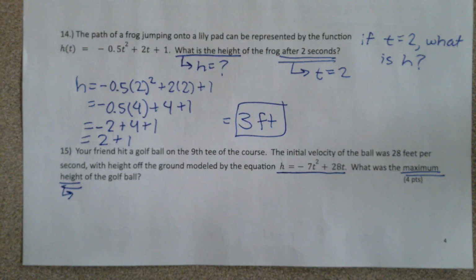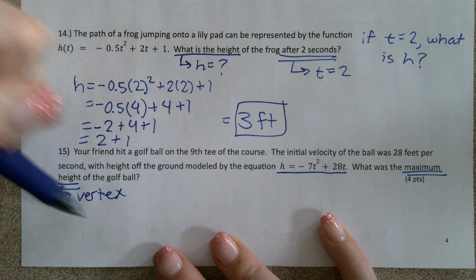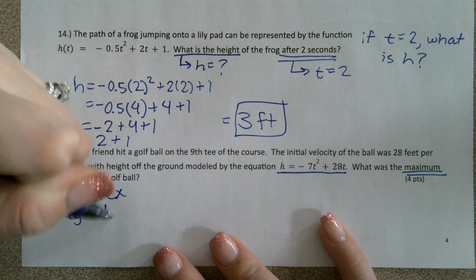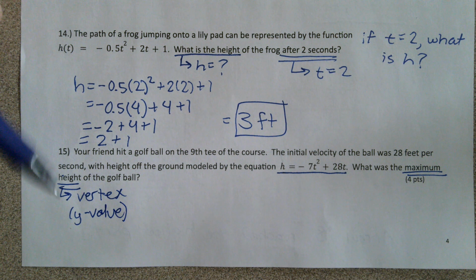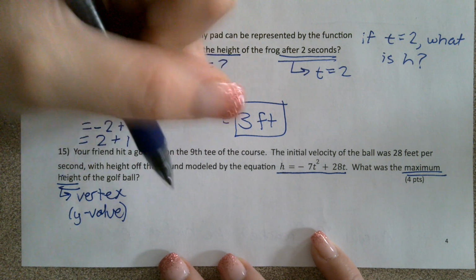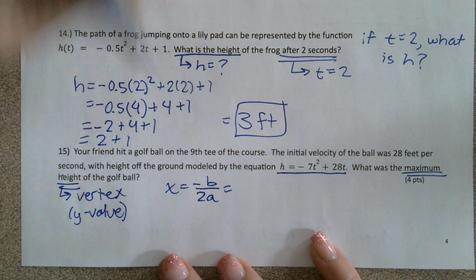Remember, on our graphs, the maximum was the vertex. So we want to find the vertex, and then height tells me I specifically want the y value of the vertex. So I don't want the whole point, I just want the y value. Now I'll have to find the whole point to get that. But when I state my answer, all I care about is the y value. So let's find our vertex. X equals negative b over 2a, always.